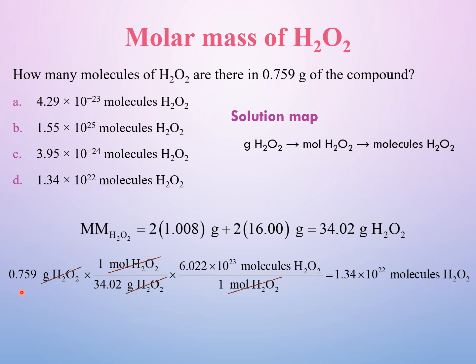Again, when you do your math on a calculator, you do 0.759 divided by 34.02 times 6.022 times 10 to the power 23, and you get an answer of 366. Because your answer is limited by this 365, this is 4 and 4, so we'll end up keeping 1.34 times 10 to the power 22 molecules, which will give us this answer right here.